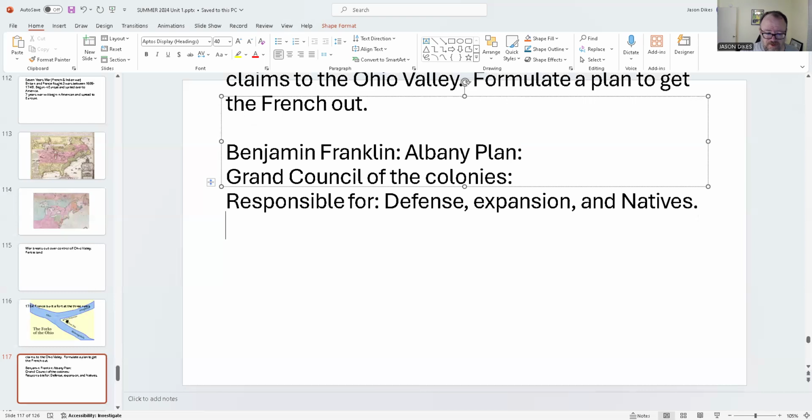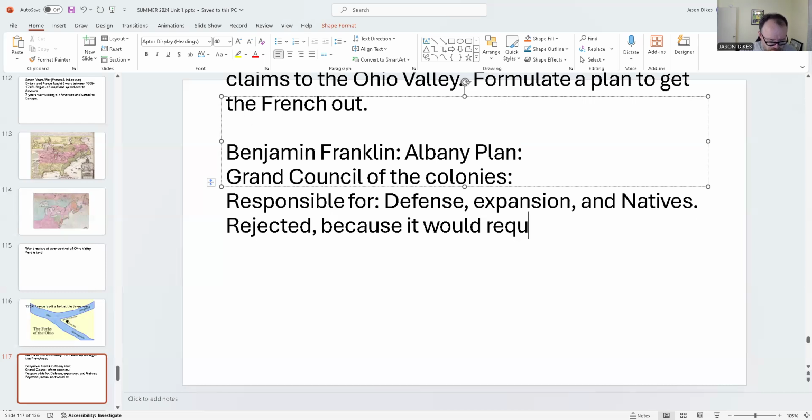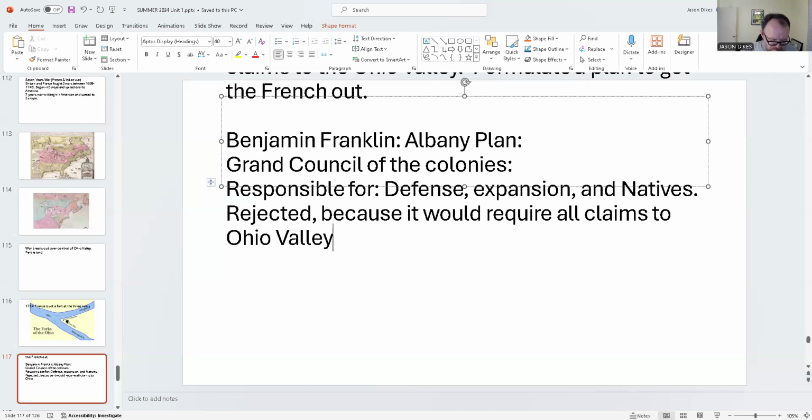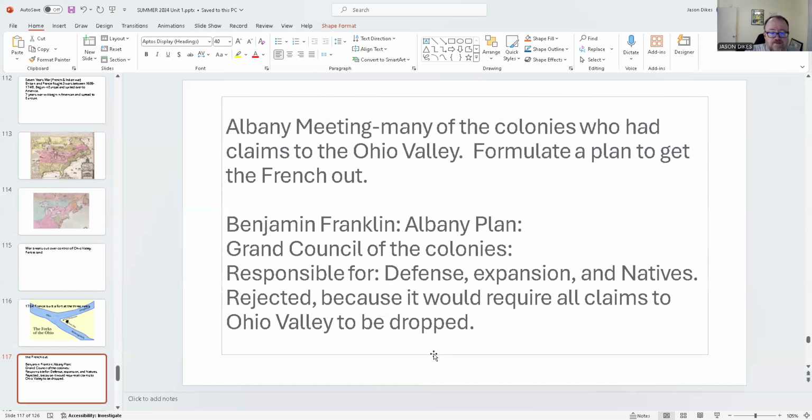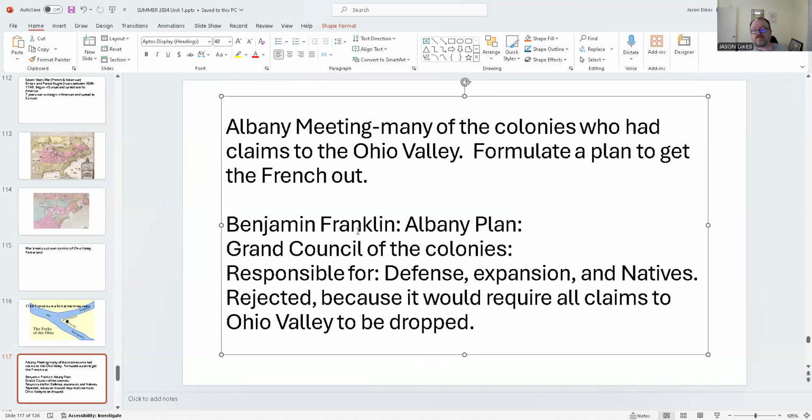The plan, although a good plan, is rejected because it would require all claims to the Ohio Valley be dropped. And nobody wanted to do that. Pennsylvania didn't want to drop its claims. Virginia didn't want to drop its claims. And so here's Franklin with a really good idea. He's about 10 years ahead of his time. But because everybody has claims to the Ohio Valley, nobody wants to give up their claims. And so Franklin's brilliant idea is rejected.